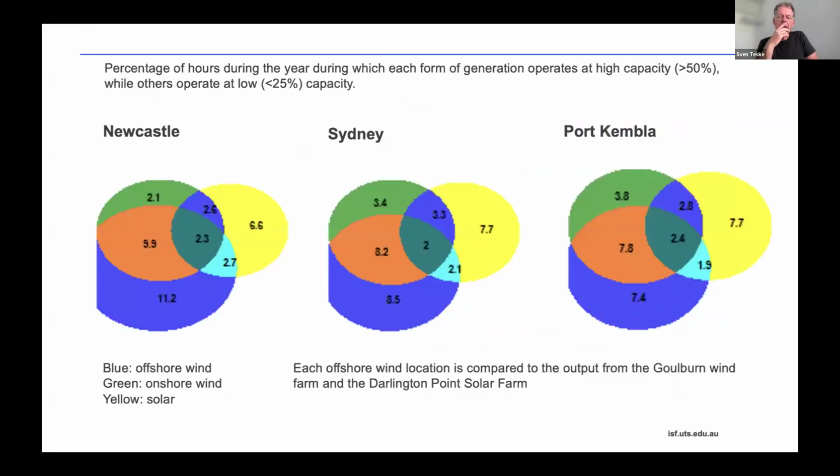And then the next part of the analysis is: when do we have offshore wind, which is here in blue? When do we have onshore wind, that's green? And when do we have solar, that's yellow? And if all the circles were identical, then offshore wind would not have any added value, because the offshore wind would produce exactly the same time as onshore wind and solar.